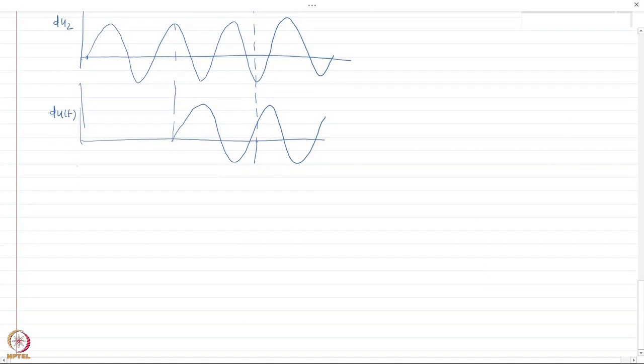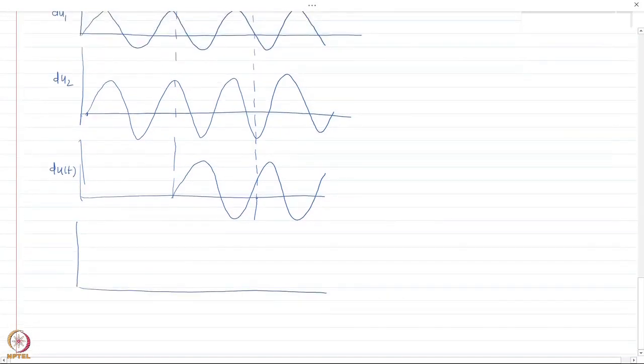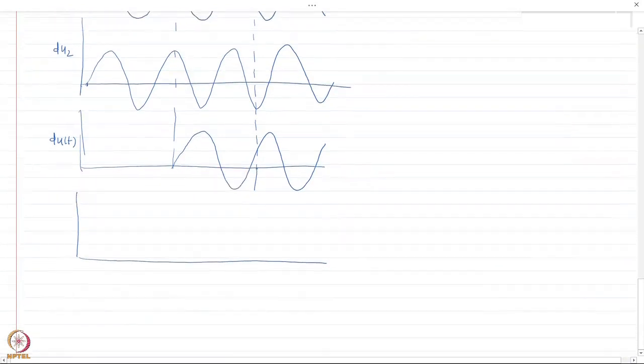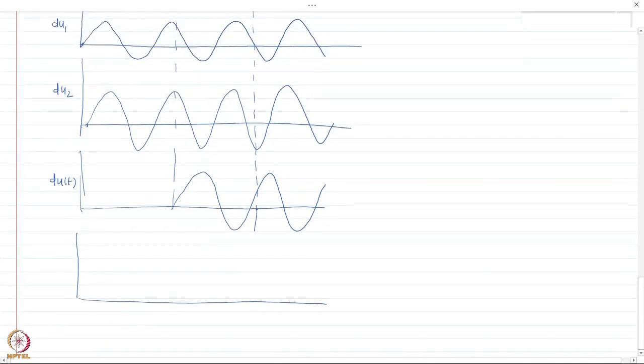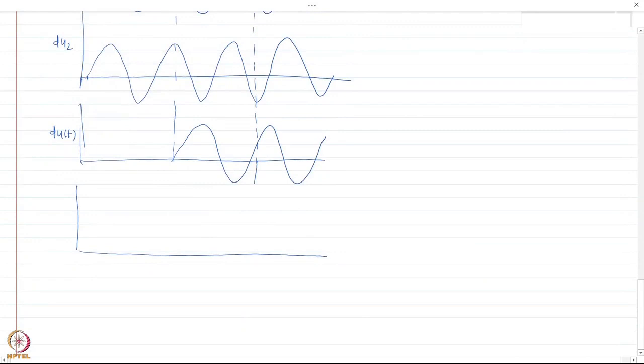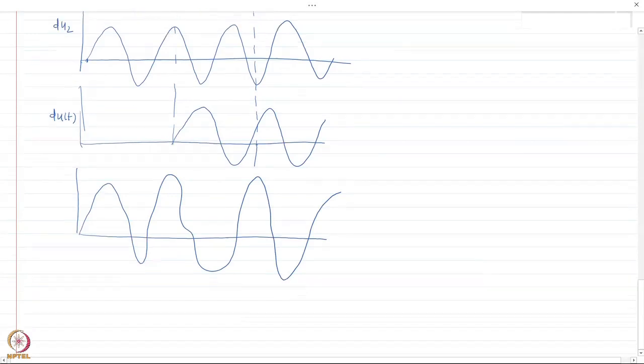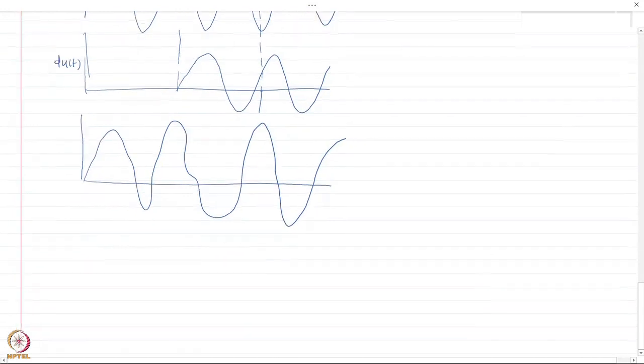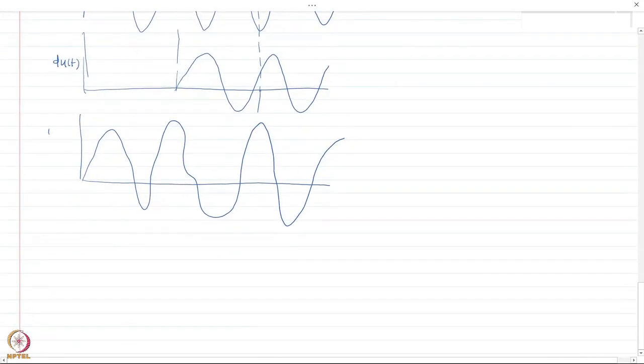Okay, so the total response, as you can imagine, initially would be only due to this function, then it will keep on adding, and the response will keep on adding up or subtracting depending upon whether they are in phase or out of phase. Overall you will get some random response, which might look something like this. I'm not trying to accurately reflect that response function, but this would be my total response.